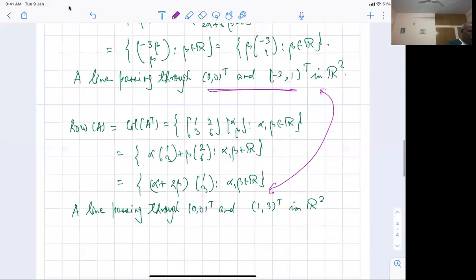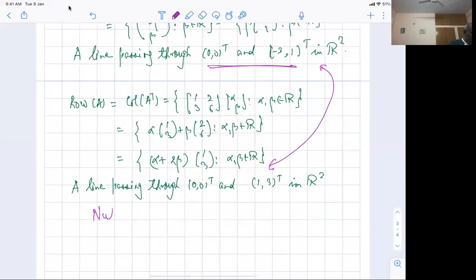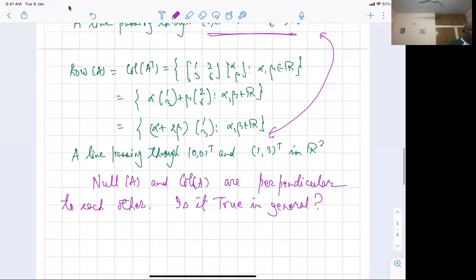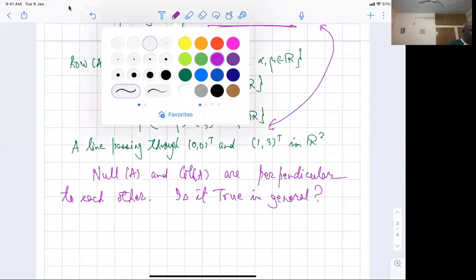All right. So here in this example, what we see is that the null space of A and the column space of A are perpendicular to each other. Is it true in general? Fine. I have not computed the left null space. Let's compute the left null space now.